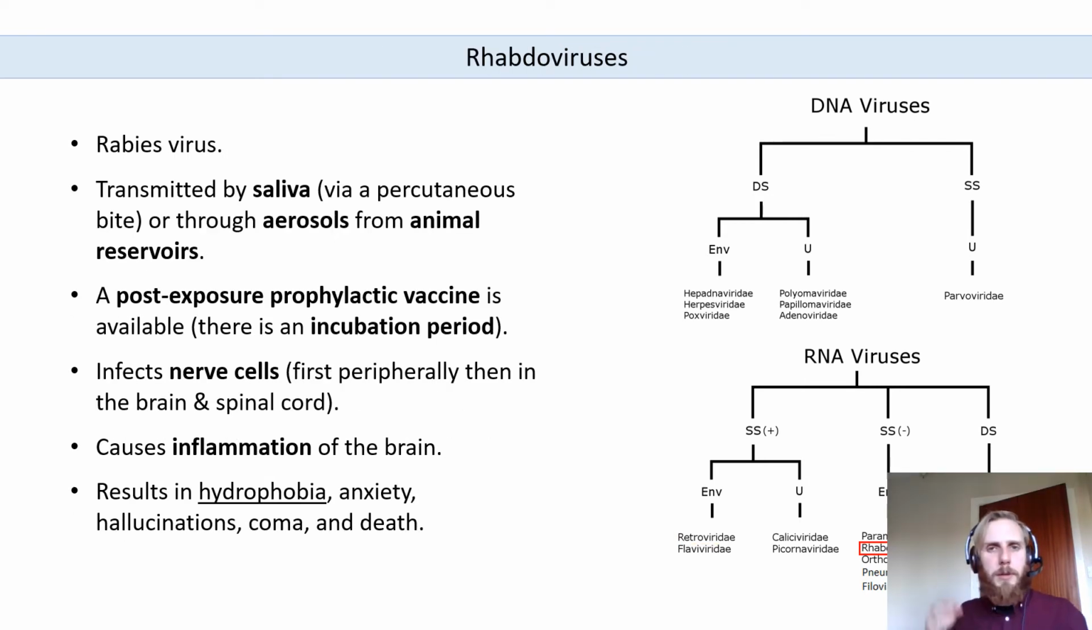Next, we have rabies virus. So rabies virus belongs to the Rhabdoviridae family. It's transmitted by saliva, so individuals generally contract rabies when they're bitten by a rabid animal. When they're bitten by an animal that's carrying the rabies virus, the bite pierces the skin, and then the virus passes through the skin in the saliva. What happens then is the virus actually migrates up through the neurons until it reaches either the brain or the spinal cord.